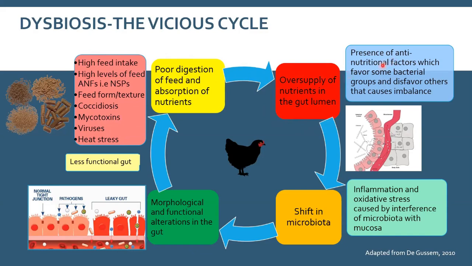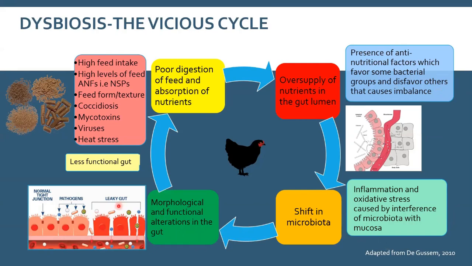And then there are anti-nutritional factors which could favor the growth of these pathogenic microorganisms, and that would lead to a reduction in beneficial microorganisms in the gut. So there's already a shift in the microbiota, and that would also lead to inflammation and oxidative stress caused by this interference of the microbiota with the mucosa. And then that would eventually lead to morphological and functional alterations in the gut.